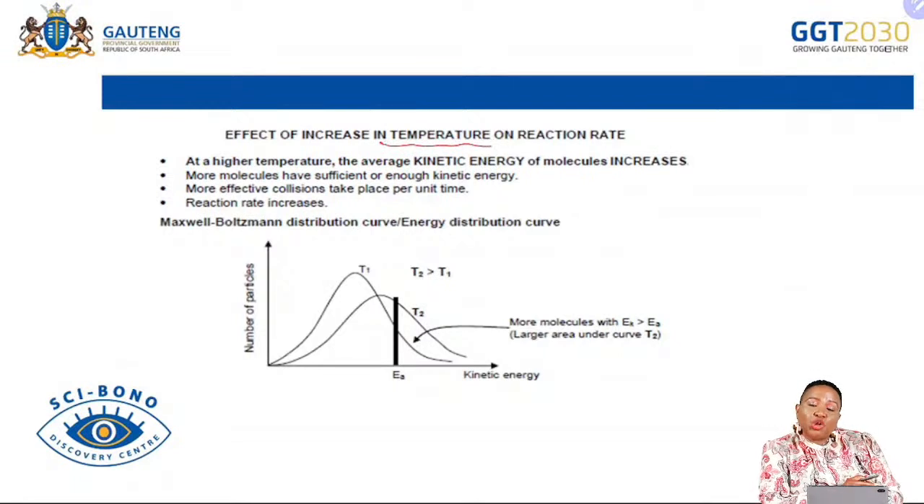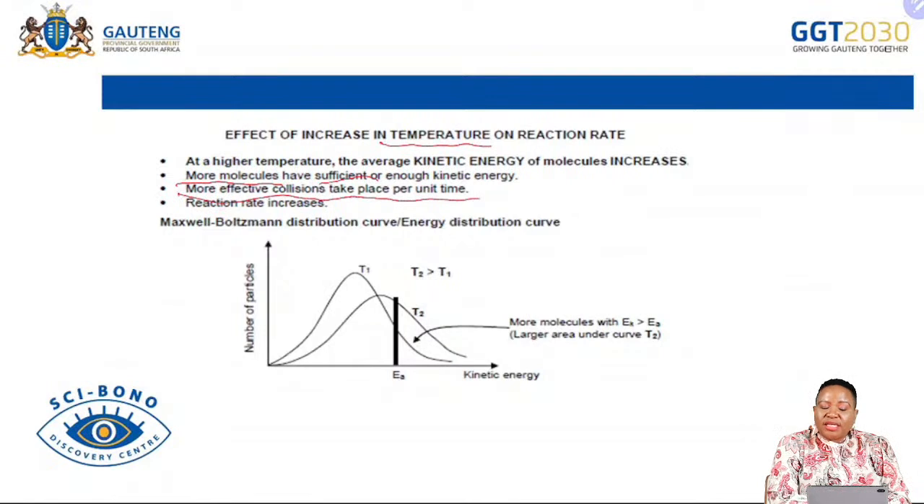The temperature, what does it do? It increases the average kinetic energy of reacting particles. That is the only thing that the temperature will do. And immediately when it increases the average kinetic energy of particles, there will be more particles which have sufficient kinetic energy. And then for that reason, there will be more effective collisions per unit time, and then the rate of reaction will increase. Now, when you get to 2 and 3, more particles will have sufficient energy, sometimes we say equal to or greater than activation energy, and more effective collisions per unit time.